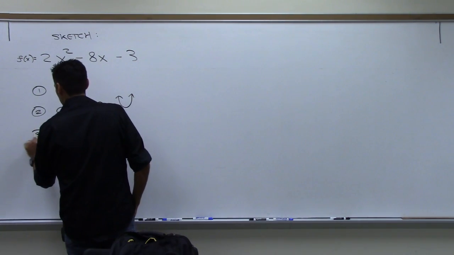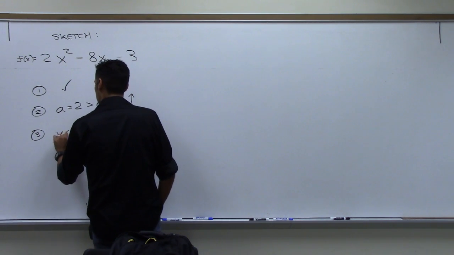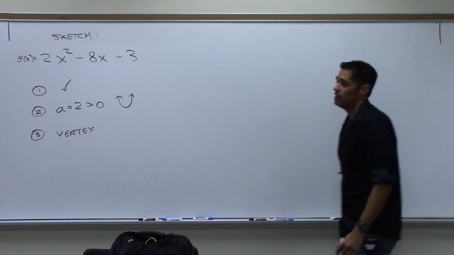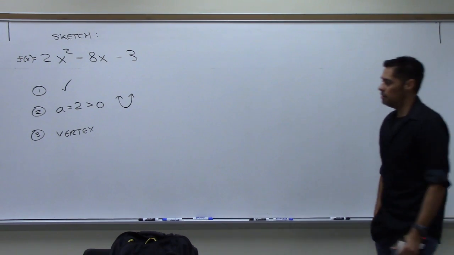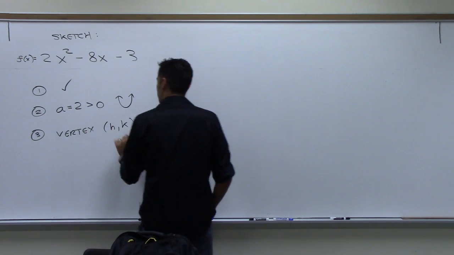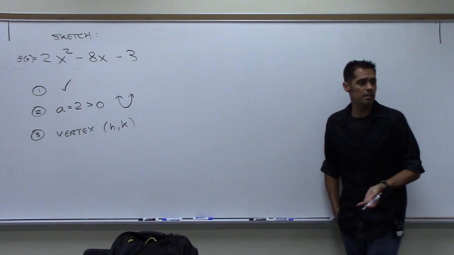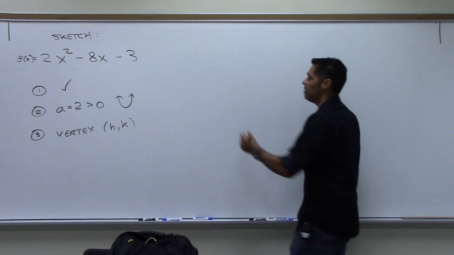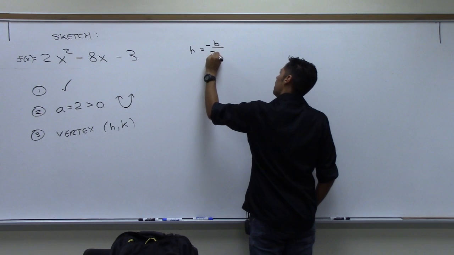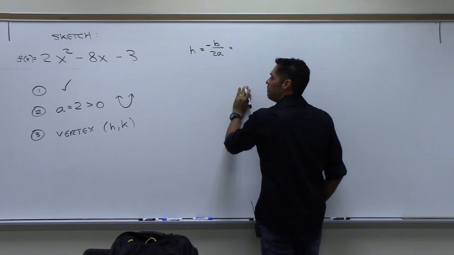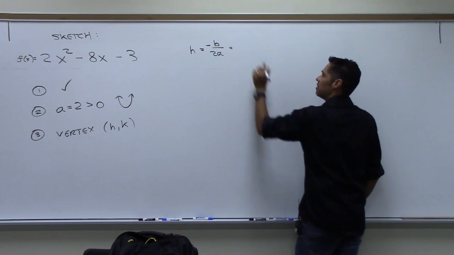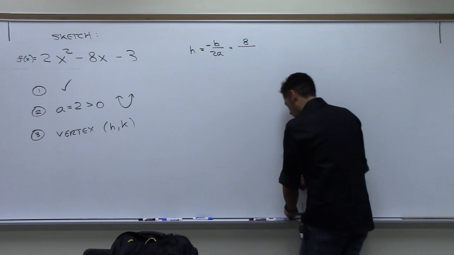3. Vertex. And how do we find the vertex? The vertex is a point, right? H, K. And to find H, I'm going to go over here. We just do negative b over 2 times a. What would negative b be for us here? 8. And I forgot to label this.